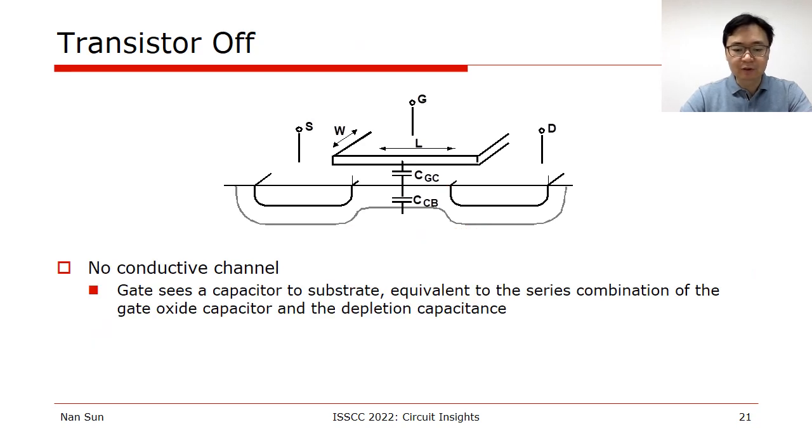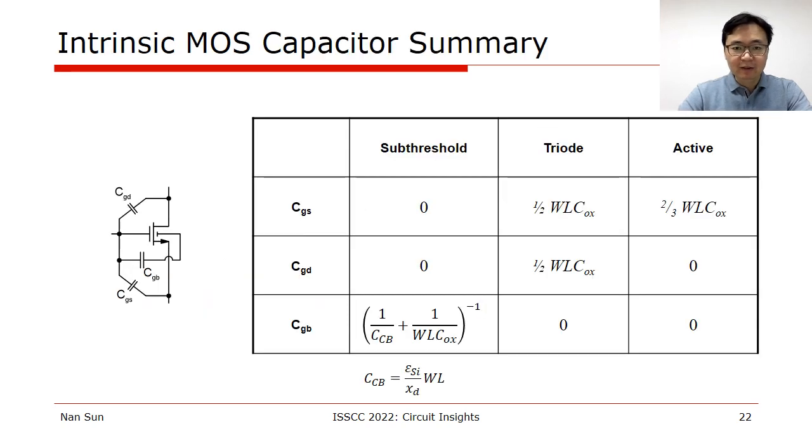When the transistor is off, there's no conductive channel, and the gate sees a capacitor to the substrate, which is equivalent to the series combination of the gate oxide capacitor and the depletion capacitance. Therefore, we can summarize the MOS transistor intrinsic capacitance in this table, and we can see that depending on the region it operates in, the capacitances CGS, CGD, and CGB are different. For analog circuits, we're usually interested in the active region, and in the active region, we can see that CGS is the dominant part, CGD is almost zero, and CGB is also zero. And here, CGB is the gate-to-bulk capacitance.